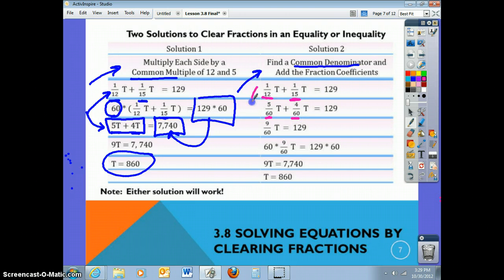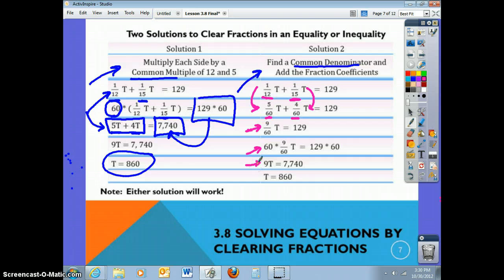1/12 becomes 5 over 60. 1/15 becomes 4 over 60. And then I add those two fractions together. 5 over 60 t plus 4 over 60 t becomes 9 over 60 t. And then I have 9 over 60 t is equal to 129. I multiply both sides by 60 to get rid of the fraction. Or I could have multiplied both sides by 60 over 9. That would have been a possibility too.